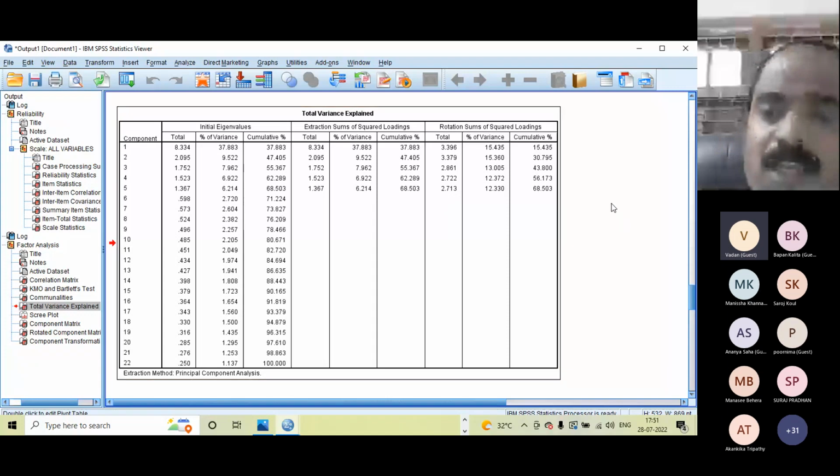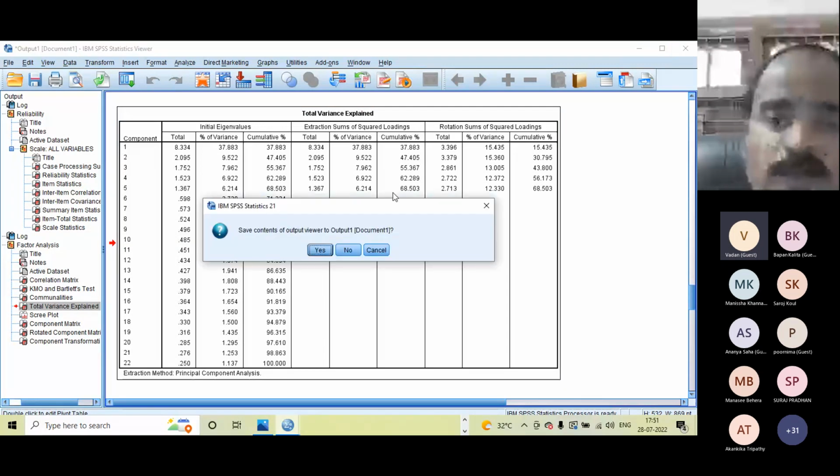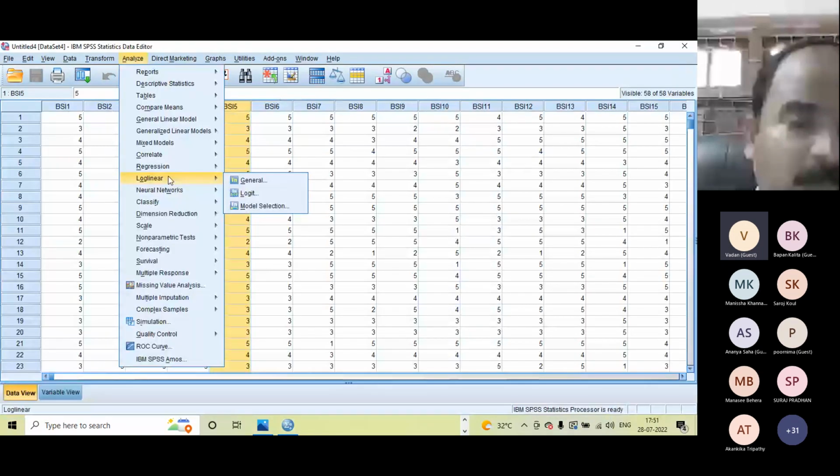This is what you do in your general factor analysis. But this is not what we will do for our common method variance test. I will not do that. I am showing it here just to show you the difference, nothing else. So the same process I will do, but see the difference.